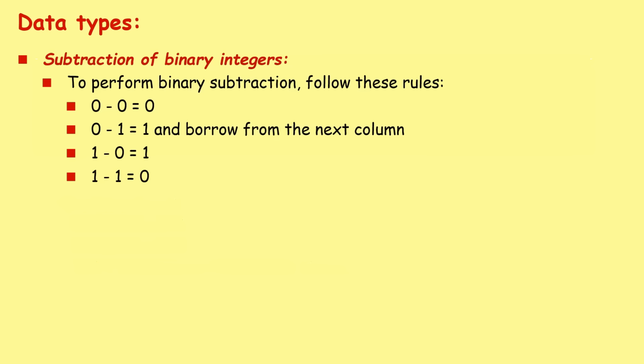After addition, we have to talk about subtraction. Rules of binary subtraction are quite simple. 0 minus 0 is obviously 0. 0 minus 1 is the only complicated rule because then it's 1 and then you have to borrow from the next column, and we'll look at that in an example in just a moment. 1 minus 0 stays as 1 and 1 minus 1 is of course 0.